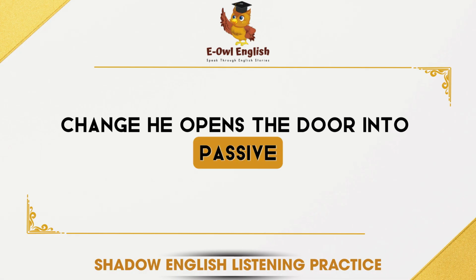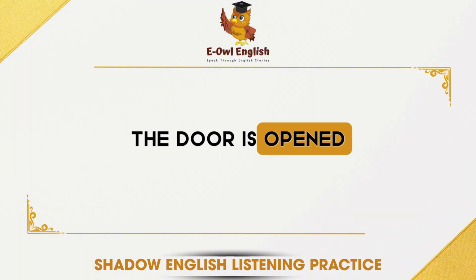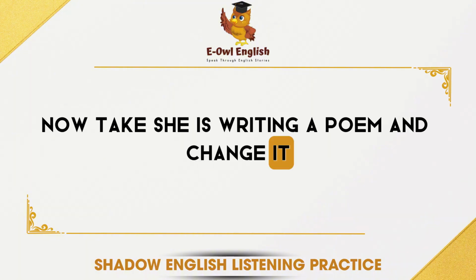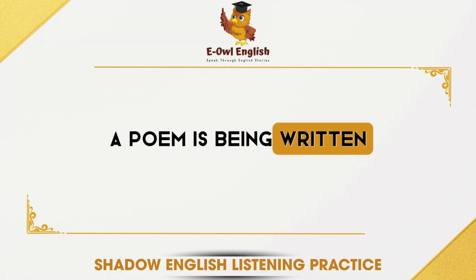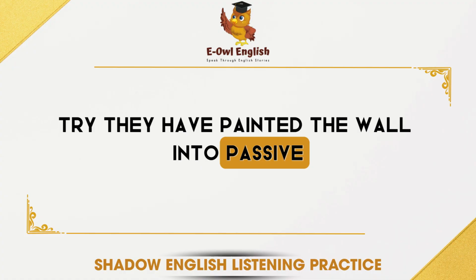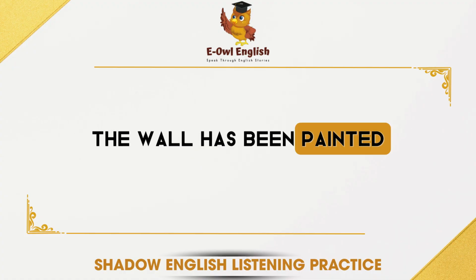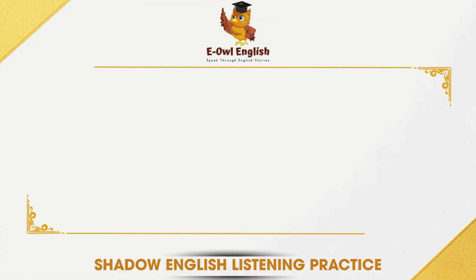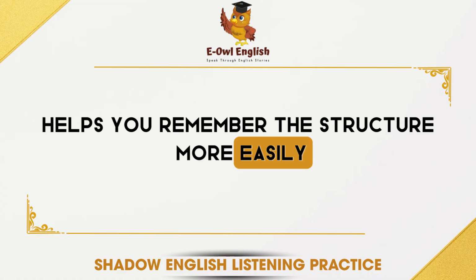Change "he opens the door" into passive: "the door is opened." Now take "she is writing a poem" and change it: "a poem is being written." Try "they have painted the wall" into passive: "the wall has been painted." Practicing like this helps you remember the structure more easily.